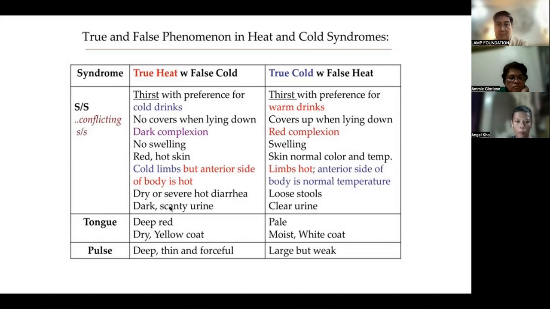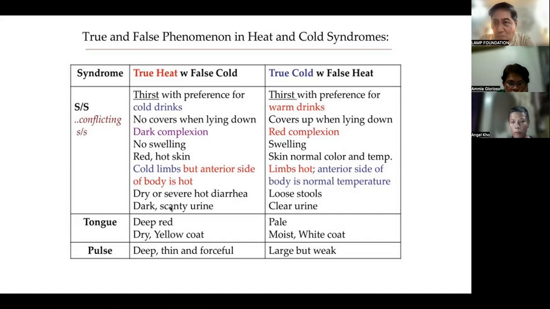Then the pulse is deep, thin, and forceful. Why deep? Because it is interior. Thin. Okay. And forceful. Excess. True cold with false heat. So tingnan natin yung tongue. Look at the tongue. Pale, moist white coat. The pulse is large but weak. Thirst with preference for warm drinks. False heat, true cold. Thirst is false heat.